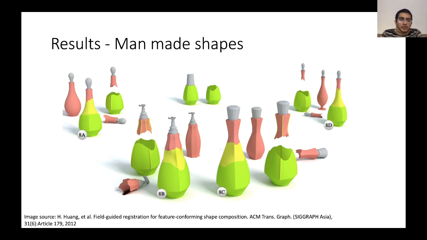So in terms of the actual results, as can be seen for man-made shapes, the results are pretty well done. As you can see, it creates the gap in yellow between them. And even if the salient curves don't match, so for example, this shape has quite a few edges, well, this one doesn't, it will still find the best match and then slowly over time smoothen out the edge.